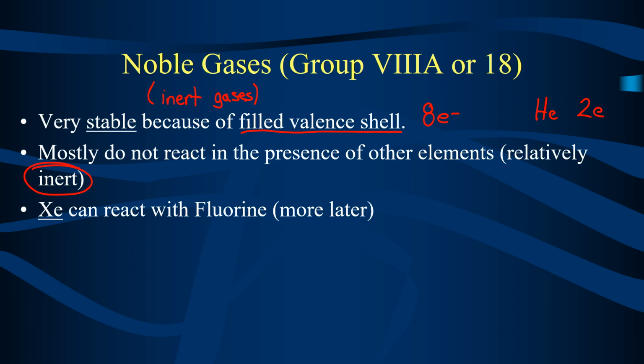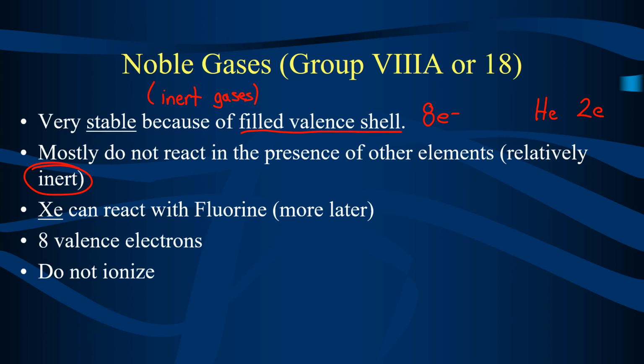In general, they're non-reactive. When you start getting down towards the bottom of the periodic table, like xenon and radon, they can react, and it's because of some special circumstances that they have. We'll talk about that when we talk about bonding a little bit later. You don't necessarily need to know that just yet. They all have 8 valence electrons except for helium.